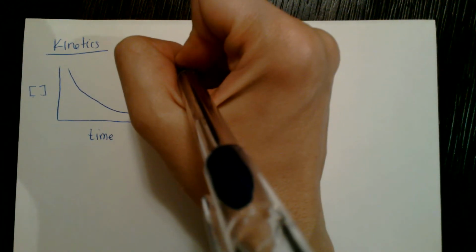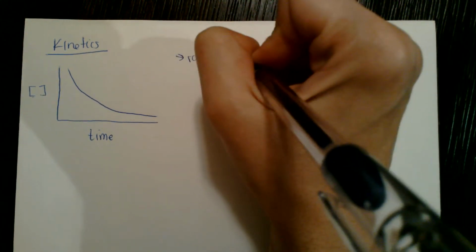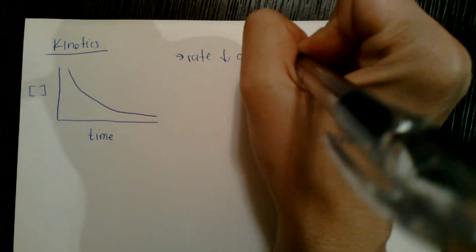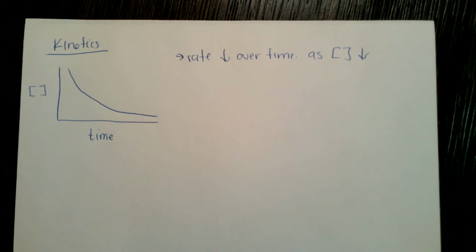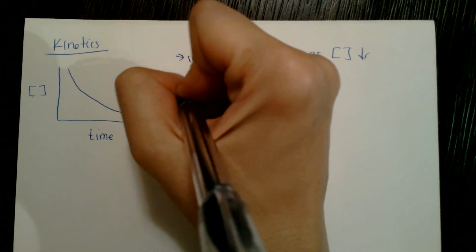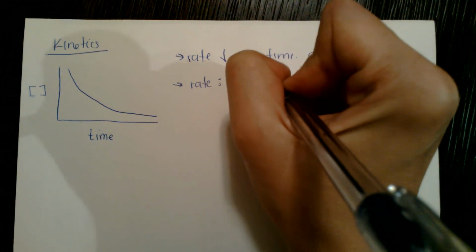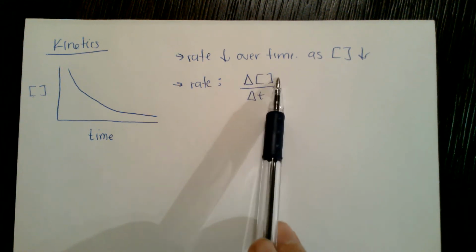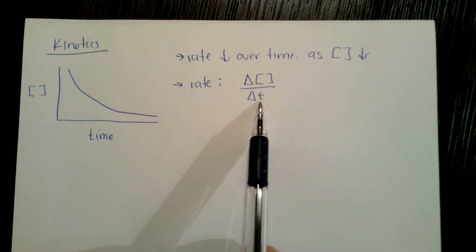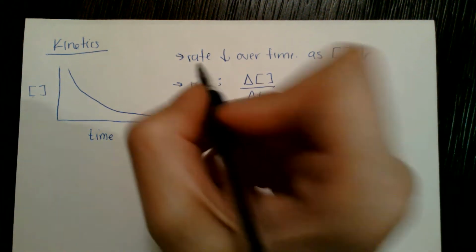So if we look at the rate of the reaction, the rate also decreases over time as the concentration decreases. Okay, so as we decrease the concentration of gases, the rate also decreases. We can find the rate of a reaction by taking the change in concentration over the change in time. So when we talk about the rate, we're talking about how the concentration changes over a particular unit of time. Okay.